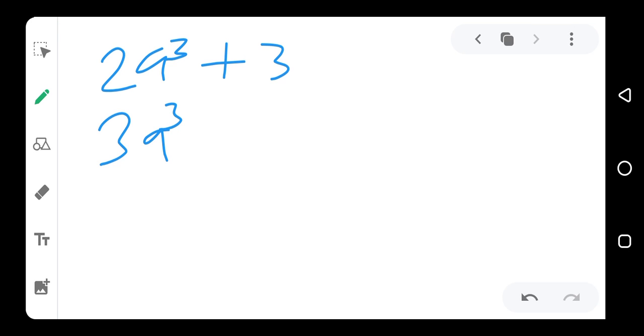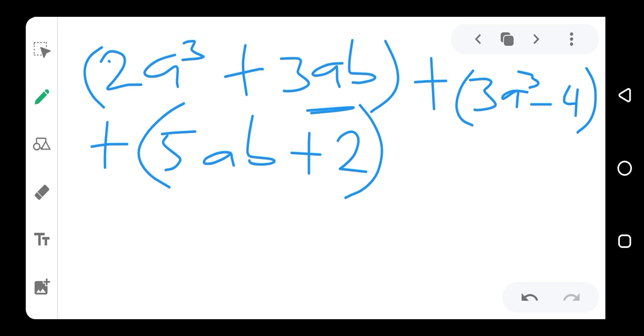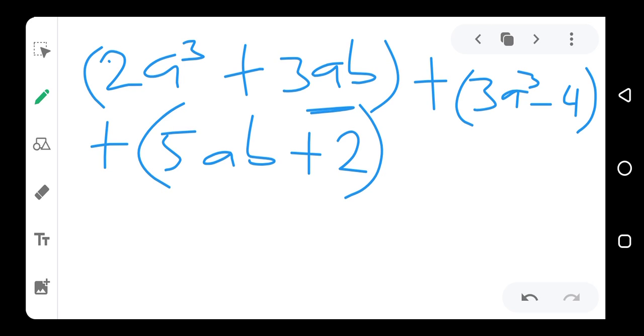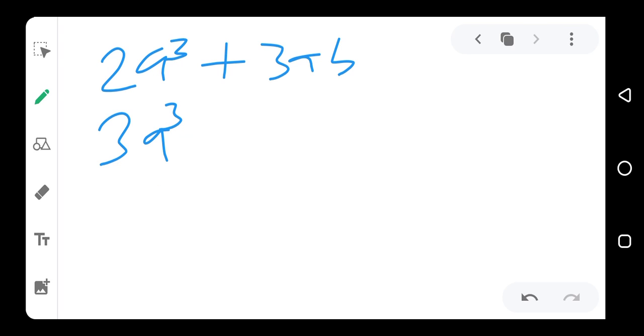plus 3ab. Now we look for another one that has the same variables, ab. They are different variables in the same term here. So which other one has ab? We have 5ab, and they have the same power. So we put them under it. 5ab is actually a plus there, so we have plus 5ab.